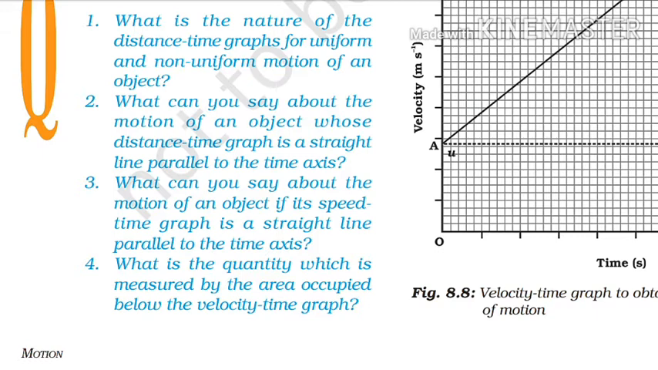Okay, now come to the fourth question. What is the quantity which is measured by the area occupied below the velocity-time graph? We easily know that the physical quantity, that is displacement, can be measured by the area under the velocity-time graph.